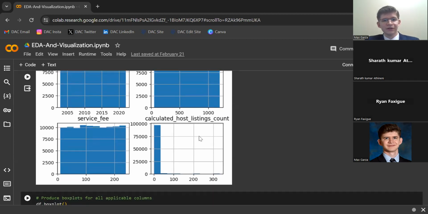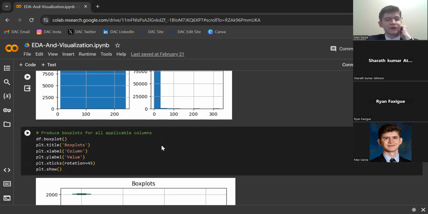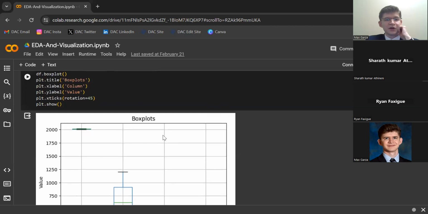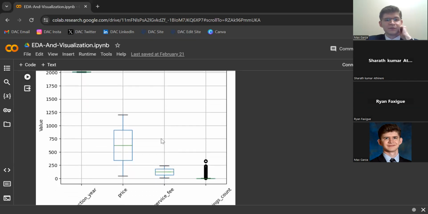This one is strange, mostly because almost all the values are occurring here at the very small, or the smallest possible value. And then there are some going all the way up to 300. But they're rare. This is by far the most common. Now here you can also make box plots for all of your applicable ones.